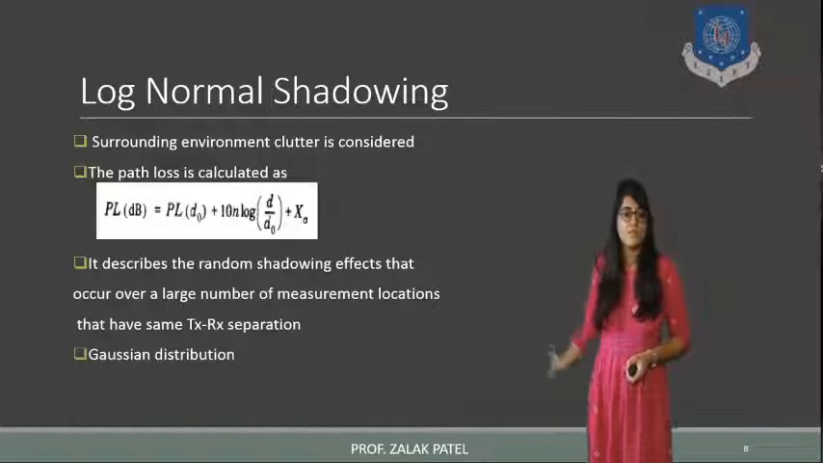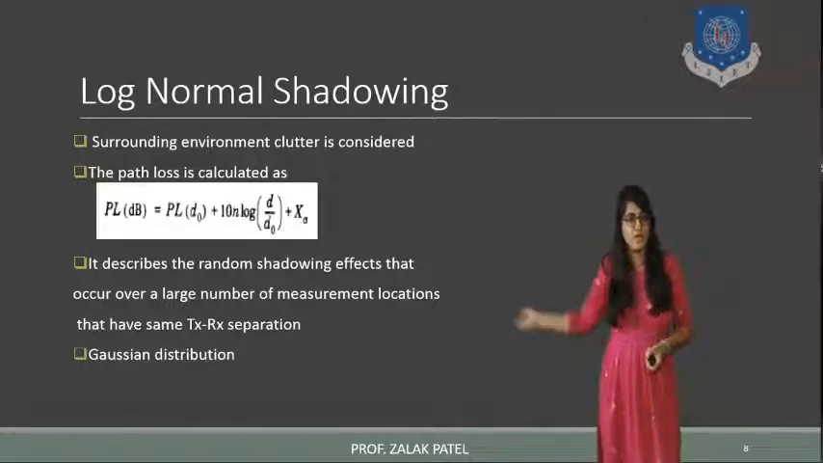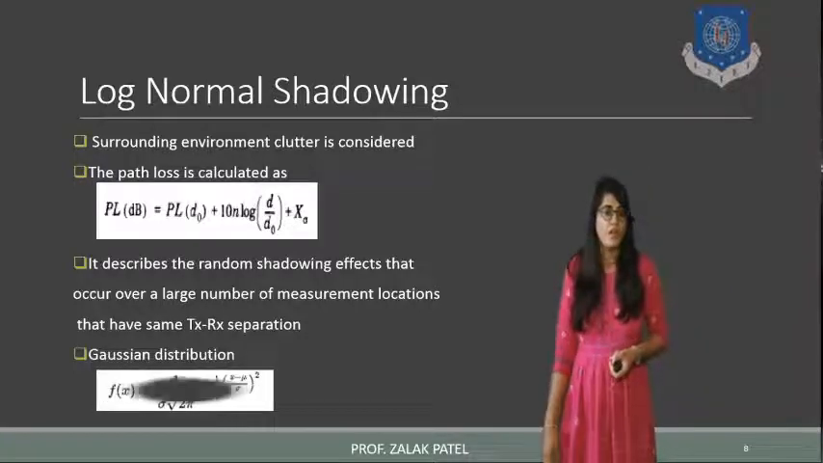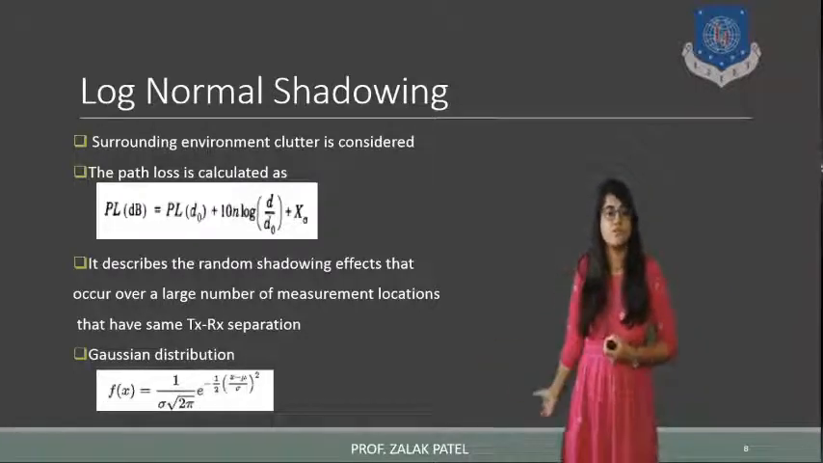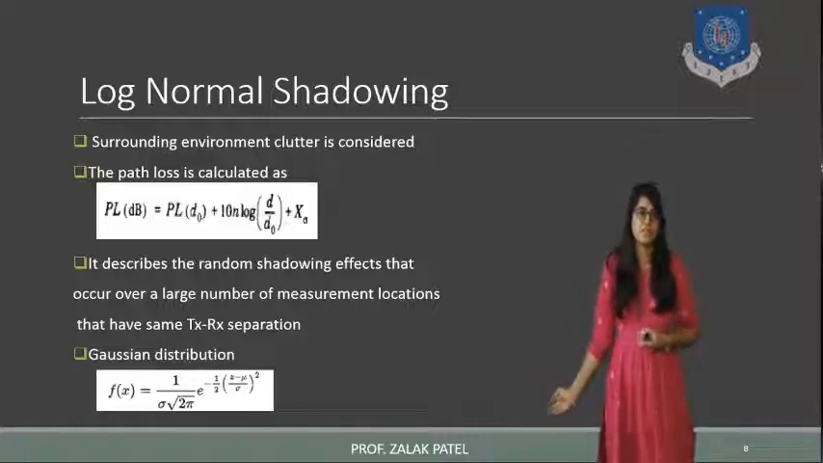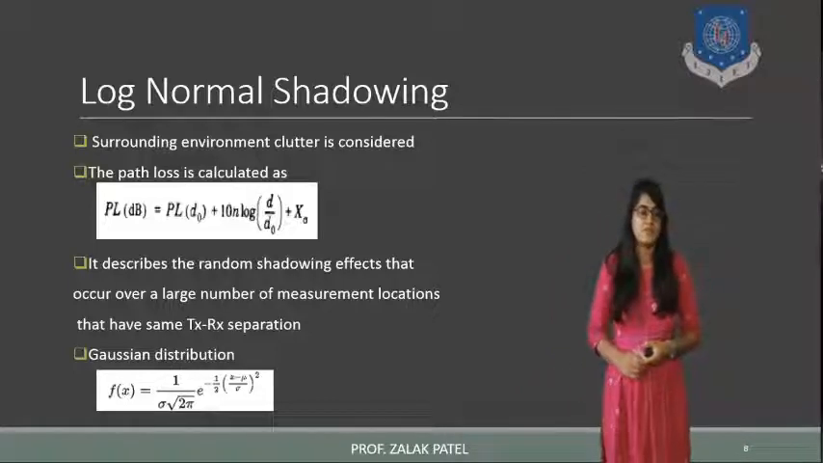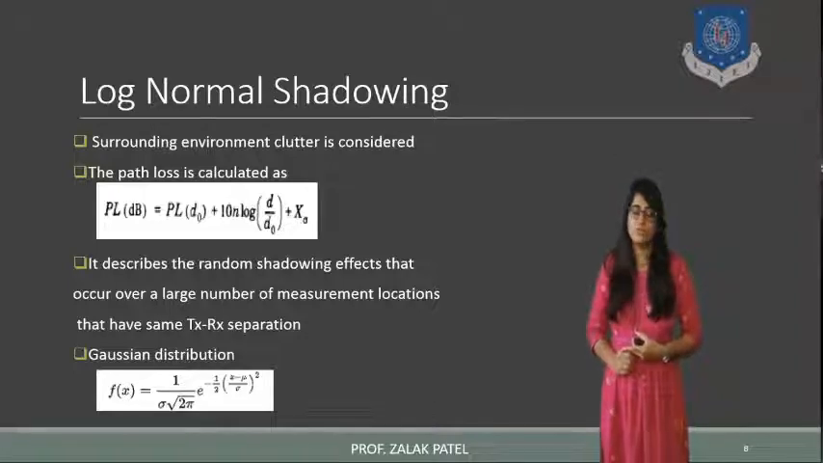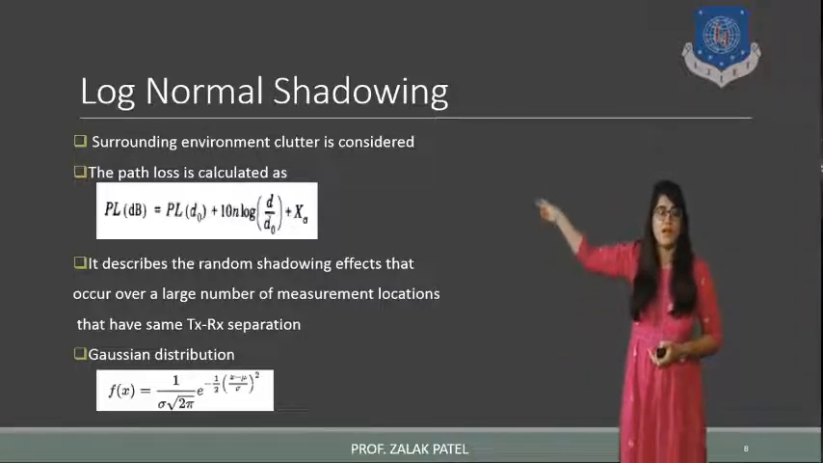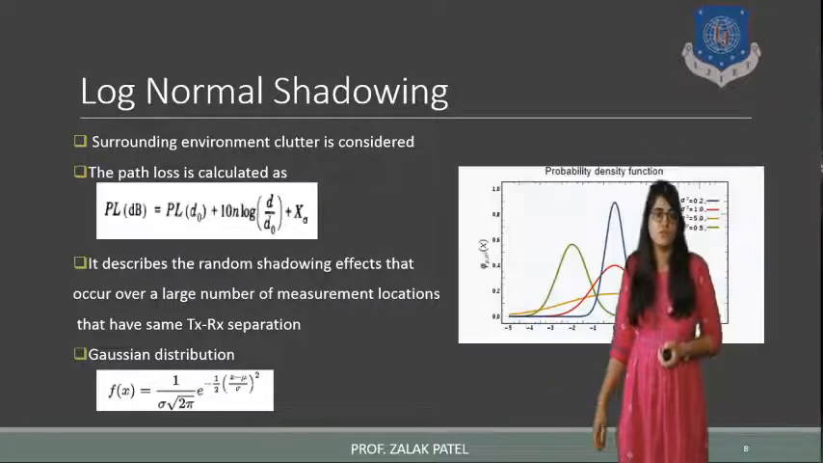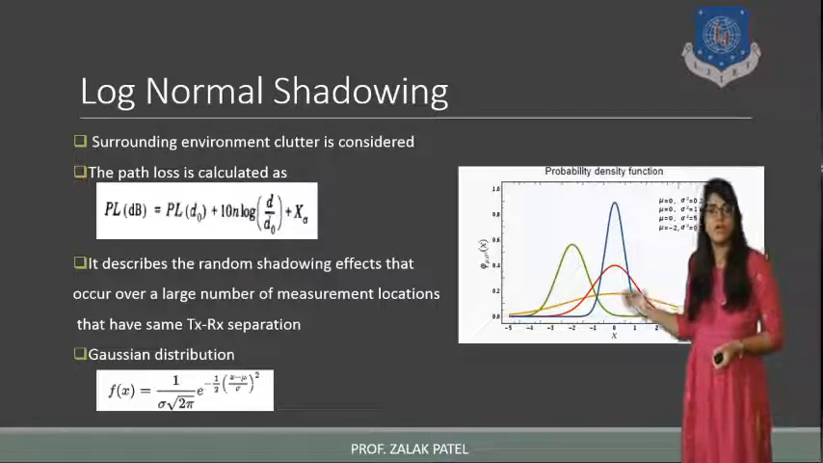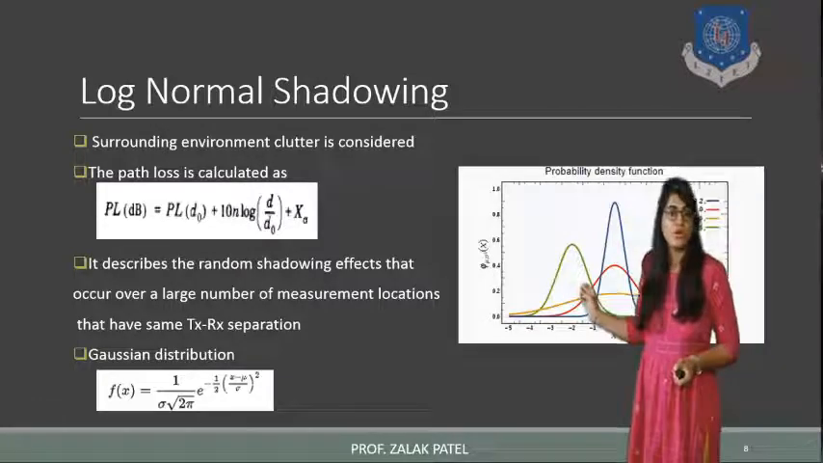So here it is a type of Gaussian distribution function, because here you can see the term X sigma. And the Gaussian distribution function is given by 1 upon sigma root 2 pi, e raised to minus (x minus mu) whole square upon 2 sigma square. So this is the Gaussian distribution function value. You can find out the deviation from it. This will show you the PDF and CDF for the Gaussian function.